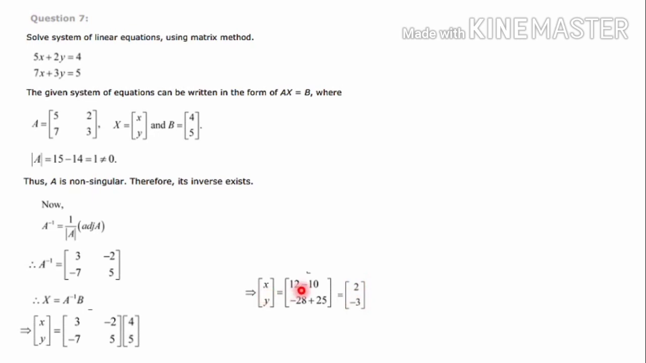Here two matrices are equal. The matrix of x and y is equal to the matrix 2, minus 3 on the right side. If two matrices are equal, their corresponding elements will also be equal. That means we can write x is equal to 2 and y is equal to minus 3. So here we have got the solution, x is 2 and y is minus 3.